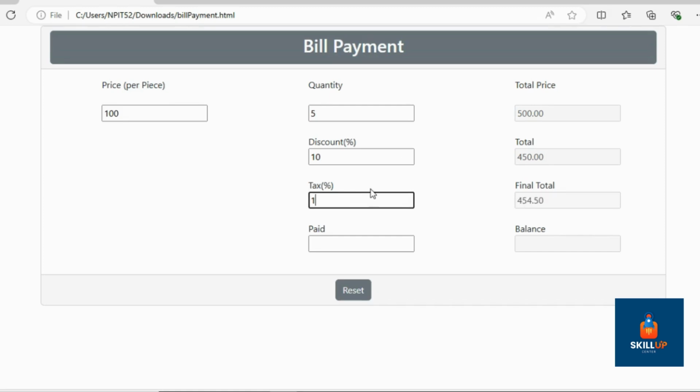Tax 12%, total 450 including tax 12% is equal to final total 504.